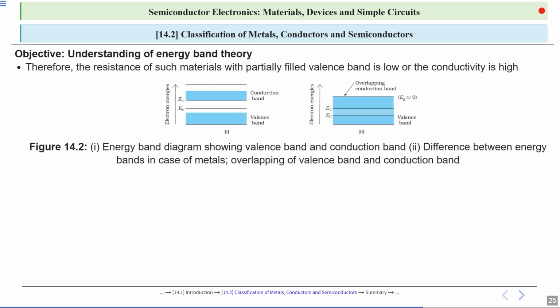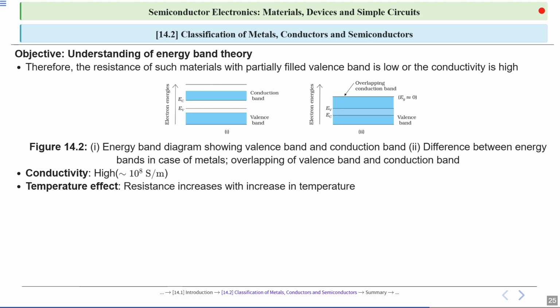In simple terms, resistance and band gap are closely related to how electrons move in a material. Therefore, the resistance of such materials with a partially filled valence band is low, or the conductivity is high. Energy band theory explains how electrons behave in a material. In metals, the valence and conduction bands overlap, allowing electrons to move freely, resulting in high conductivity and low resistance. Conductivity is of the order of around 10 to the power 8 Siemens per meter. This means metals are excellent conductors of electricity. The diagram shows this band overlap, helping visualize why metals conduct electricity so well.